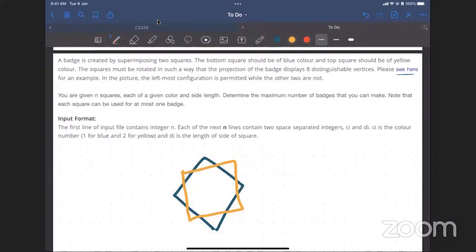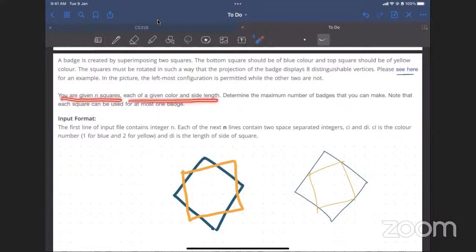But if you have a situation where you have some squares like this, it is not allowed. This has just four distinguishable vertices, 1, 2, 3, right? This situation is allowed, this situation is not allowed. And then you are given n squares, each of a given color and side length. So you know the side length of these squares, and you need to determine the maximum number of badges that you can make.